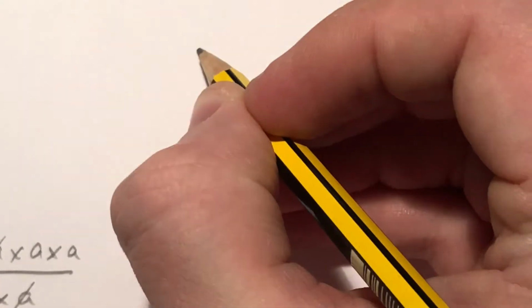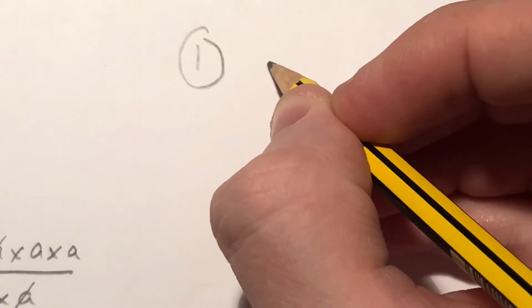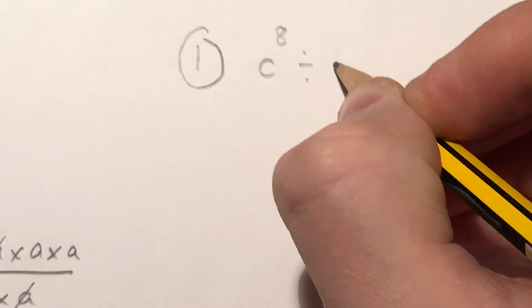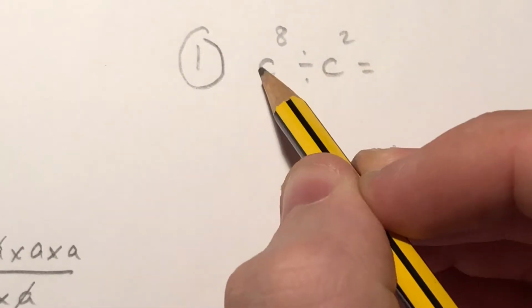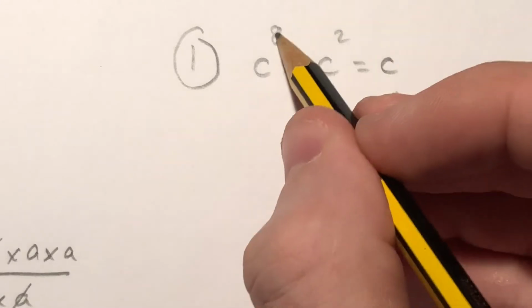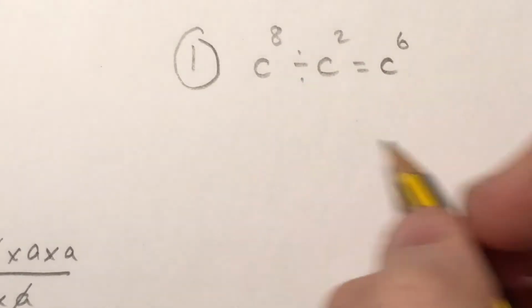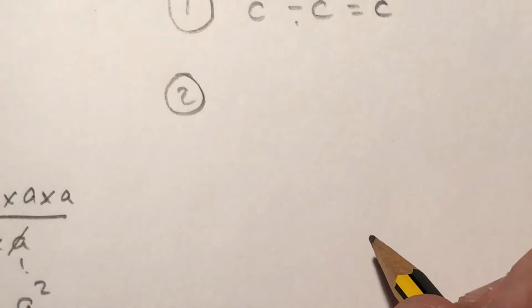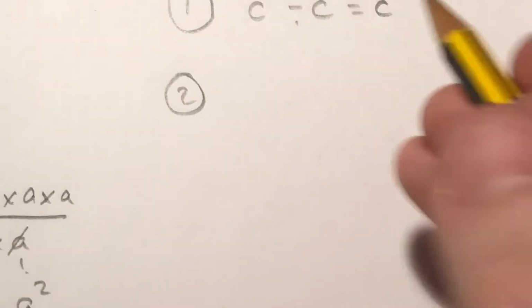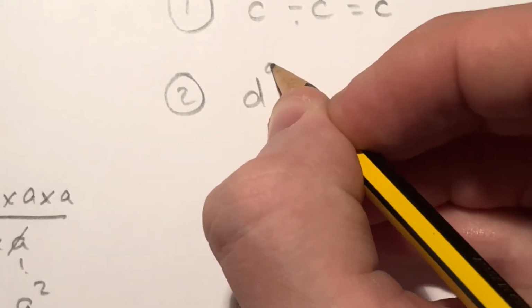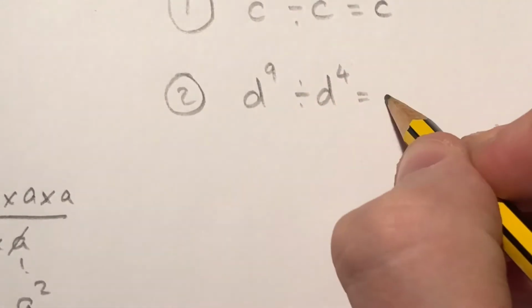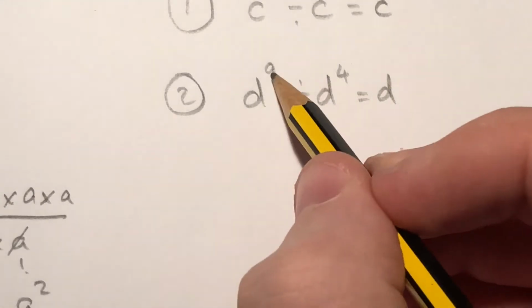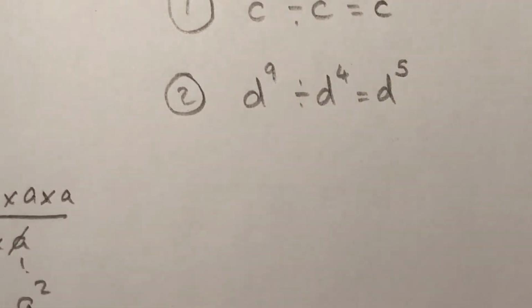The first example I want us to have a look at, just to get our teeth around to this one, we've got c to the power of 8 divided by c to the power of 2. Nice and easy. We just say we subtract the powers. C remains the same. 8 take away 2, 6. Easy peasy. Example 2, my apologies. D to the power of 9 divided by d to the power of 4. Well, we know it's going to be d because they're both the same base. 9 minus 4 is 5.